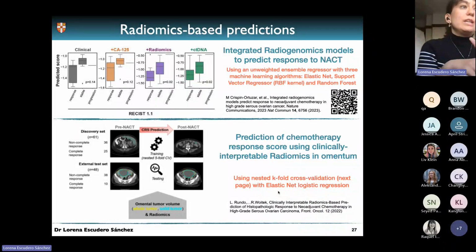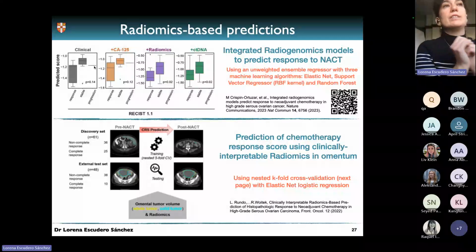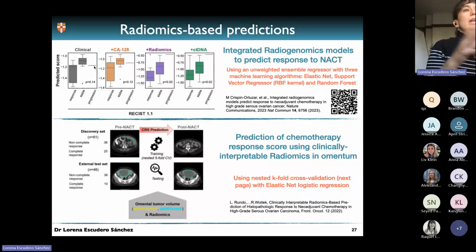And these are two examples, two recent papers in which we have looked at this for ovarian cancer, and we have found that these radiomic features can either predict by themselves in the second case, or can improve our prediction when combined with a baseline of only clinical measurements, or CA125, or ctDNA, other blood or clinical measurements. So there is a promise to all these features, and we want to keep investigating them.